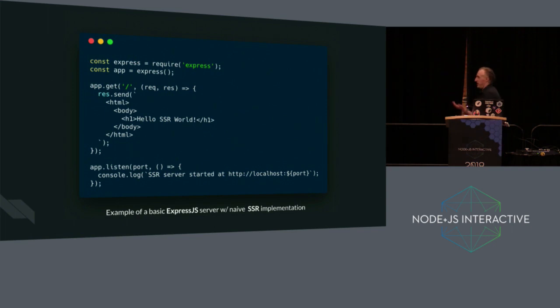And so just a quick example of a very simple kind of server-side rendering implementation. This example uses Express, a popular web server framework written in Node. And so on this GET request to the root of our server, we're just going to return a string. That's it. And the string just happens to contain HTML.